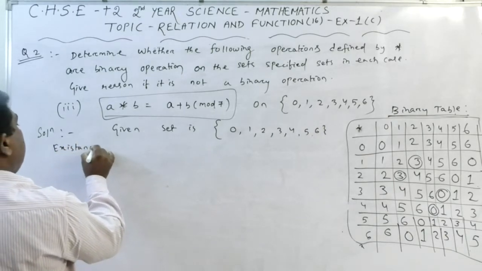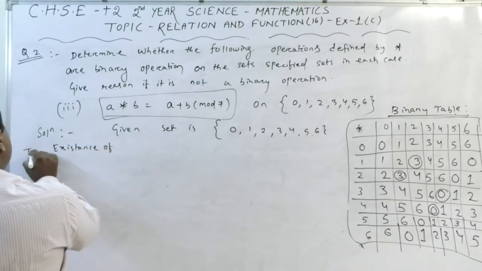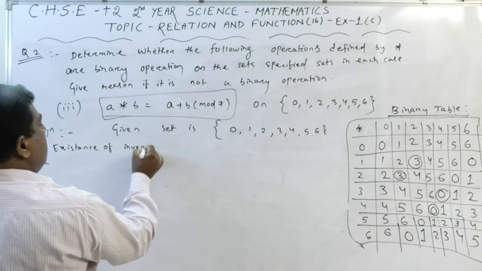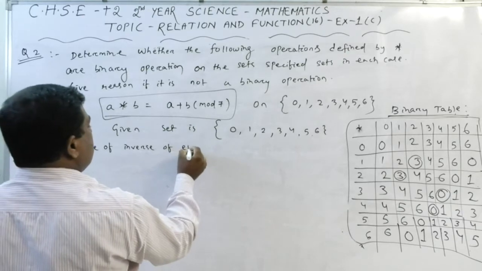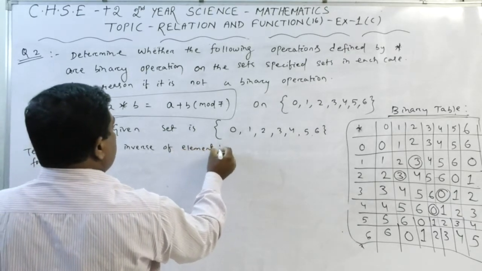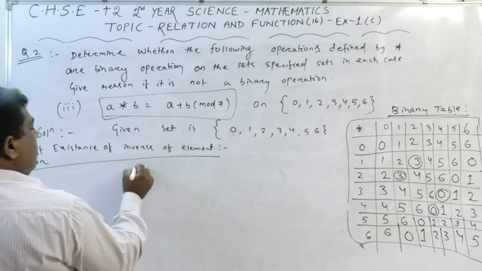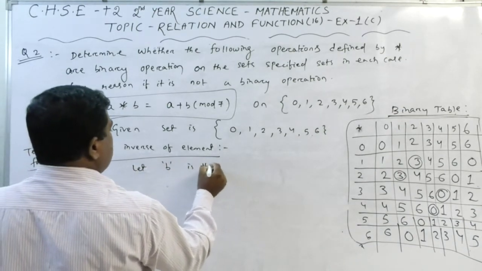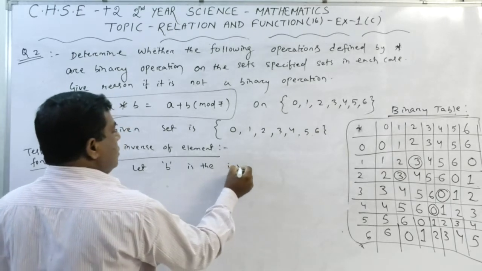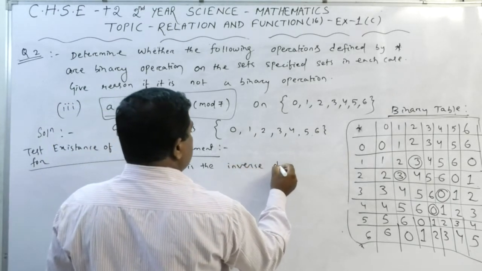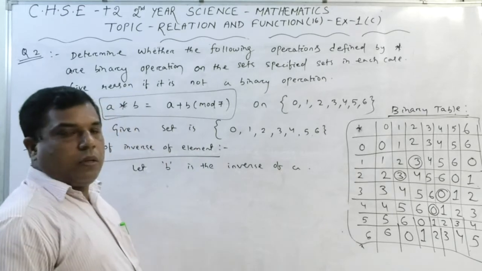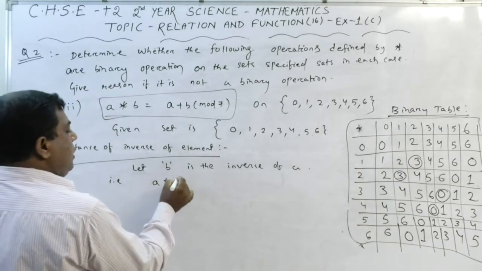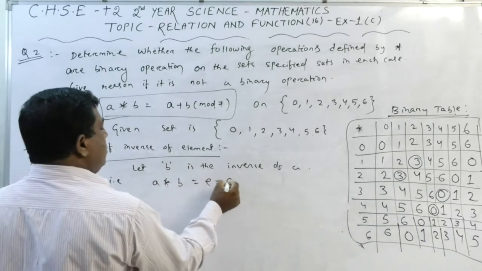Existence of inverse. Test for existence of inverse of elements. Okay. Let B be the inverse of A. That is, A star B equals E, which is equal to 0.